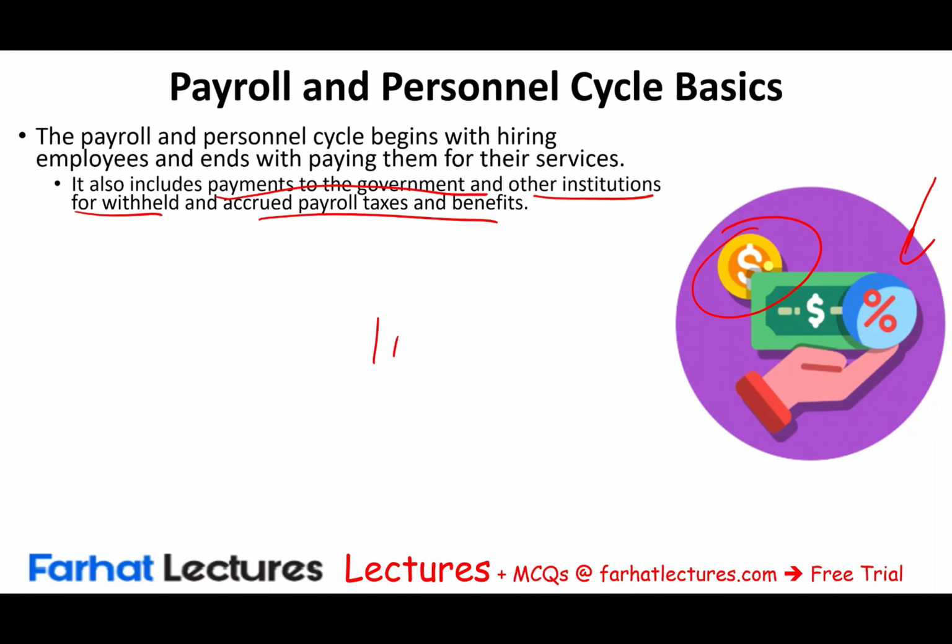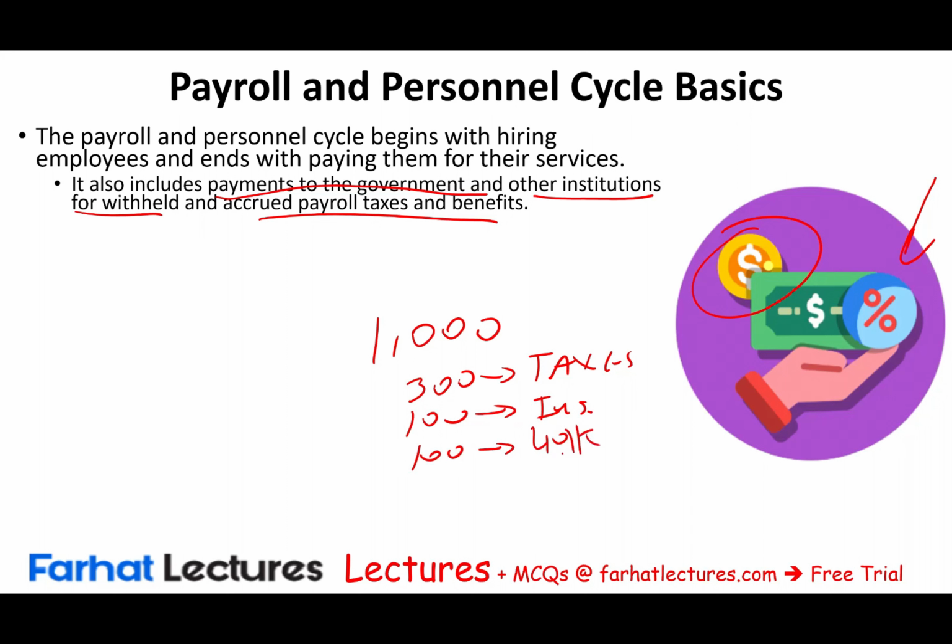For example, if you are paid $1,000, some of it, maybe $300, goes toward taxes, $100 of it goes toward your insurance, and maybe another $100 goes toward your retirement 401k. So you will end up getting $500. So any withholding, whether it's for the government or for benefits, we have to account for that. We have to audit that.